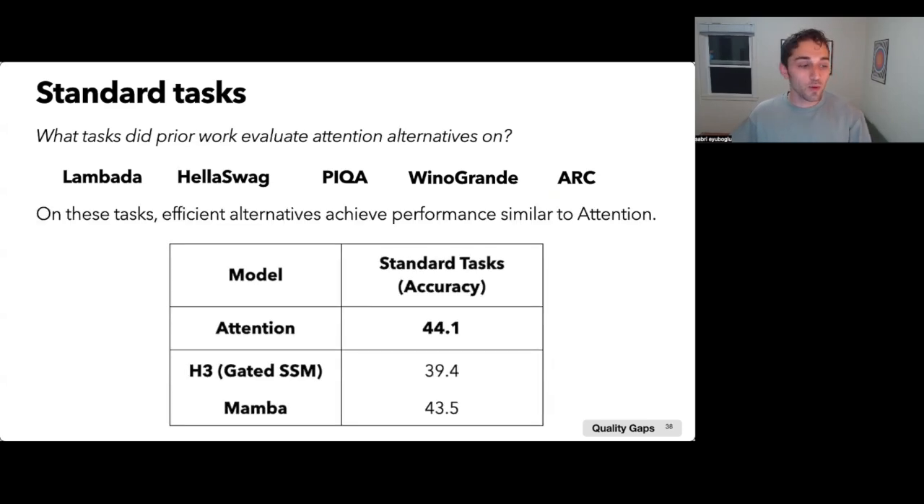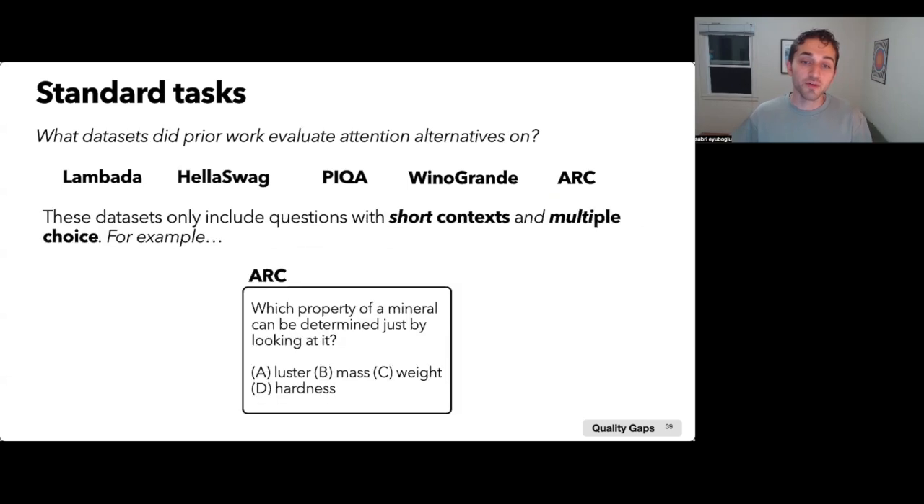And indeed, when we went ahead and evaluated different models on these tasks, we found that they all matched or came very close to matching the performance of attention. But if you look closely at all these tasks, you'll see that they're composed primarily of short questions over short contexts. It was really surprising to us that these architectures were so focused on these tasks, given that the long context is the motivation for a lot of these efficient architectures.